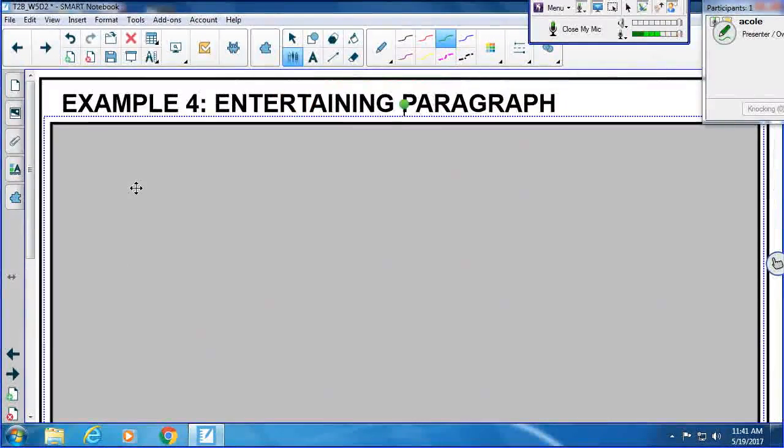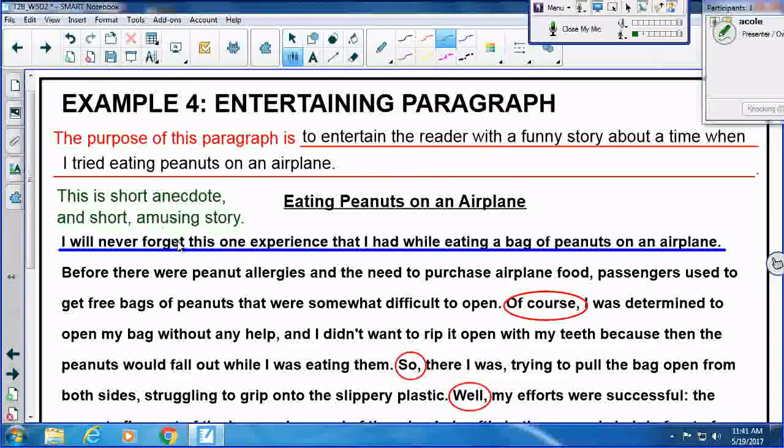All right, so this is my last example, and it's an entertaining paragraph. So the purpose of this paragraph is to entertain the reader with a funny story about a time when I tried eating peanuts on an airplane. I just wanted to note too that this is actually a short anecdote. An anecdote is a short, amusing story. So there's a name for this kind of approach. You could share an anecdote, a short, amusing story.